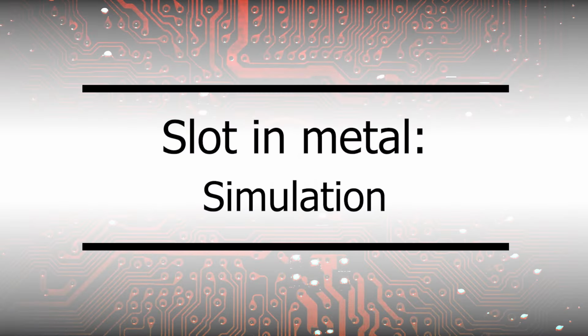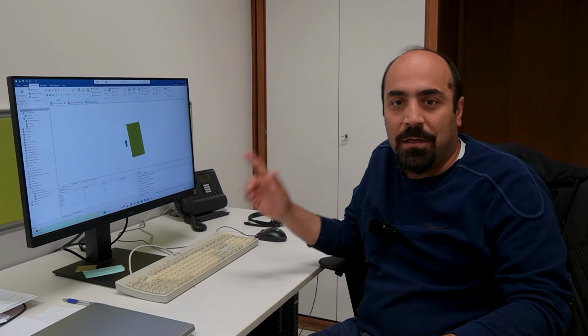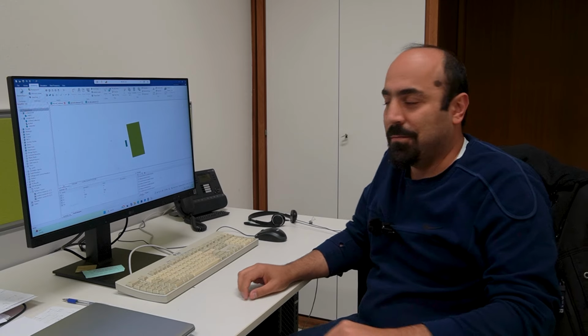Hello, this is Sajjad Sadeghi. I'm a postdoctoral researcher at Institute of Electronics at Graz University of Technology. Now I want to show you how current density looks like in the presence of a slot in the metallic plate in the simulation. Now jump into the simulation.